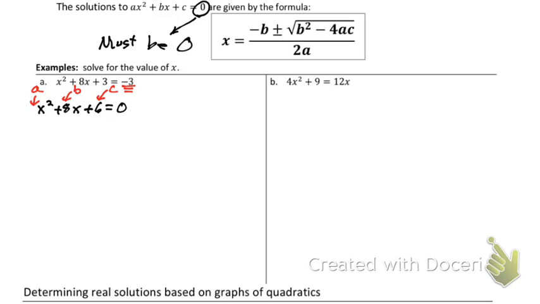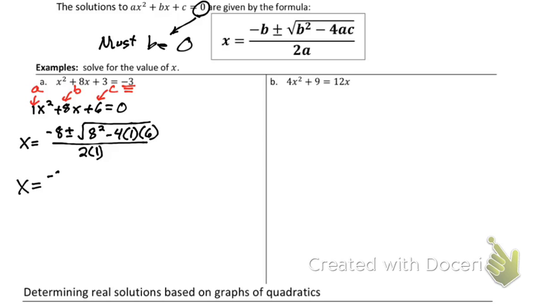So in this case, we're going to have x equals negative b. Our b right now is a positive 8, so that's going to be a negative 8, plus or minus the square root of b squared, bless you, minus 4a. My a is actually a 1, because there is a 1 in front of that x squared. And our c value is 6. And that's all over 2a, which would be 2 times 1. Now we just have to whittle our way down.